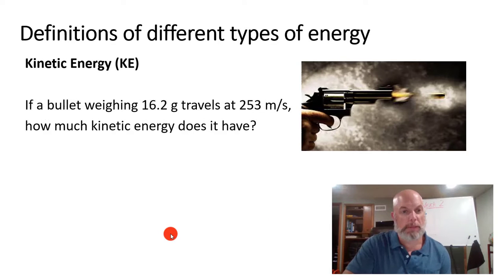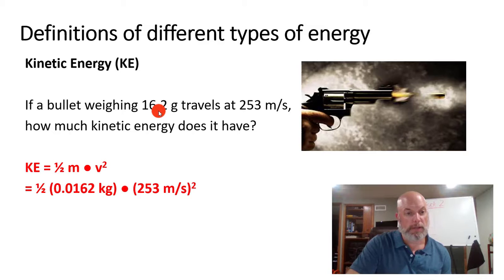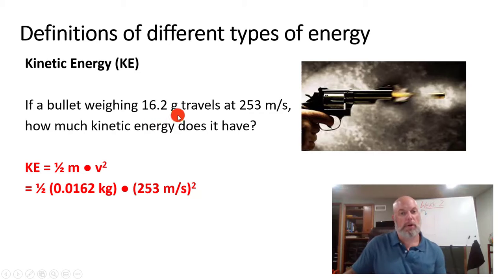So if we do a problem, if a bullet has a mass of 16.2 grams, travels at 253 meters per second, how much kinetic energy? Hopefully you realize that it's in grams, right? And we like our kinetic energy to be in kilograms. So the first thing you have to do is convert that into kilograms just by moving it 3 decimal places to the left, because there are 1,000 grams in a kilogram. So just move the decimal 3 to the left or divide by 1,000.